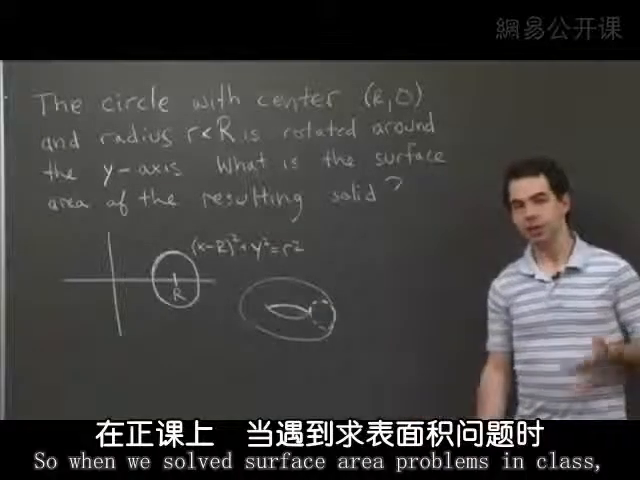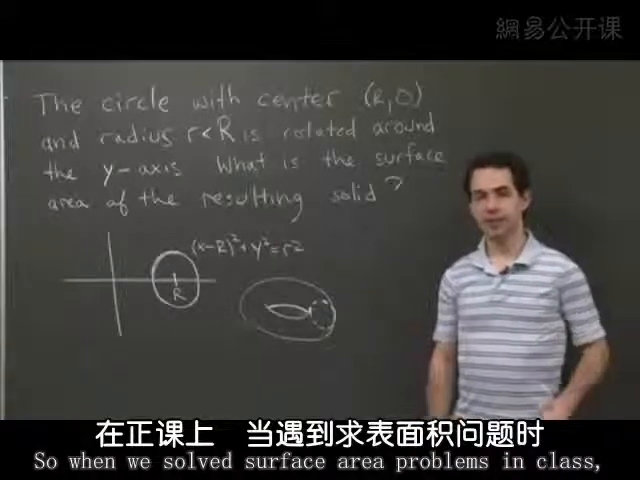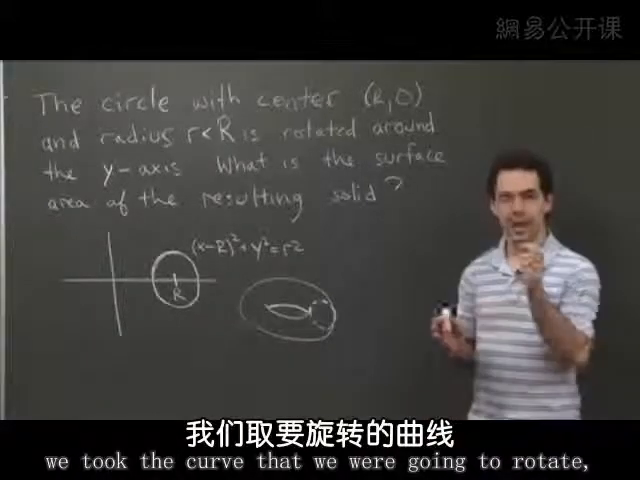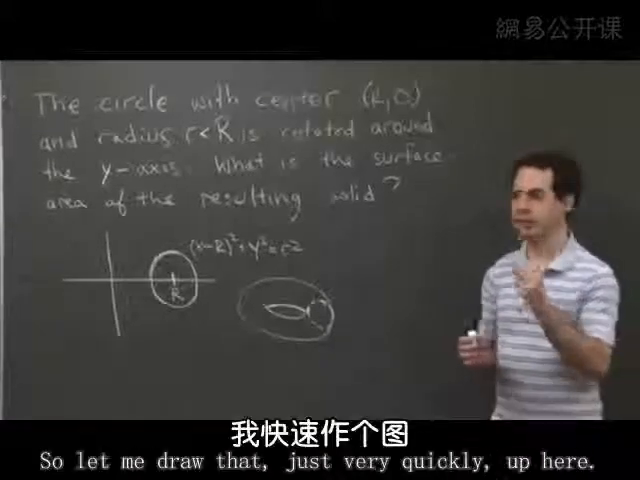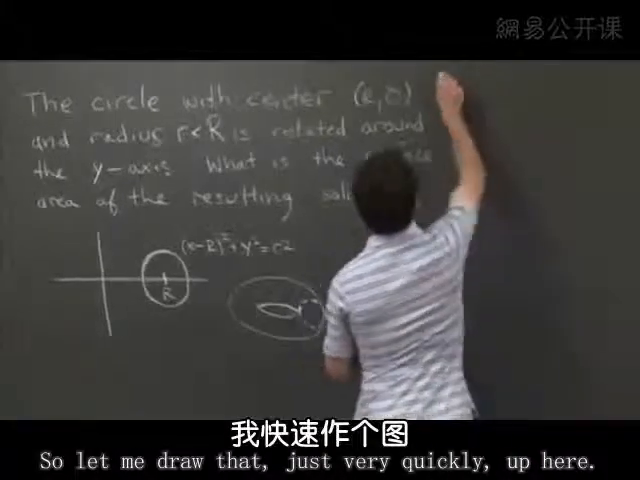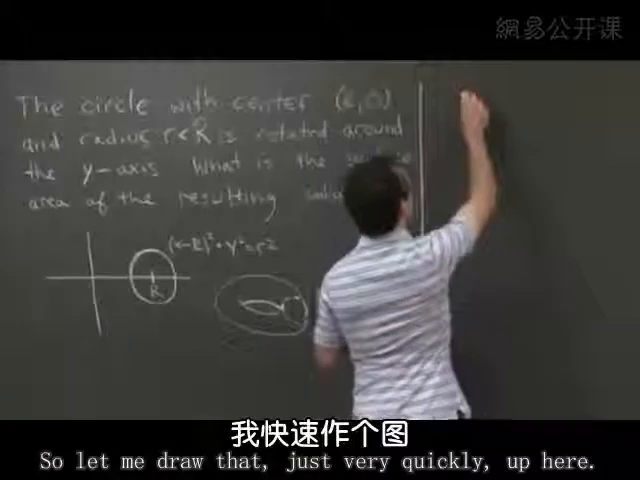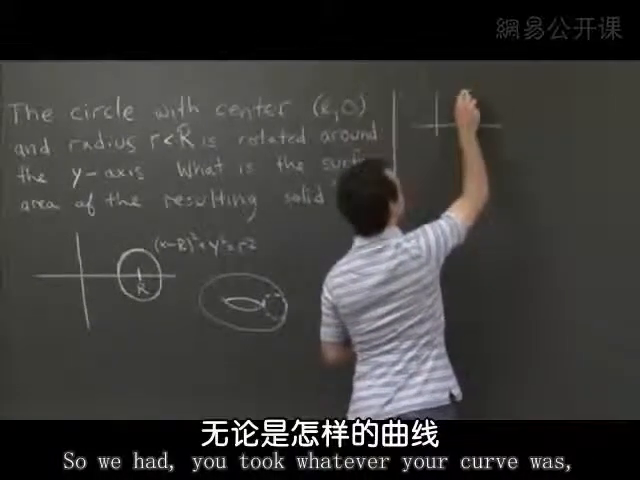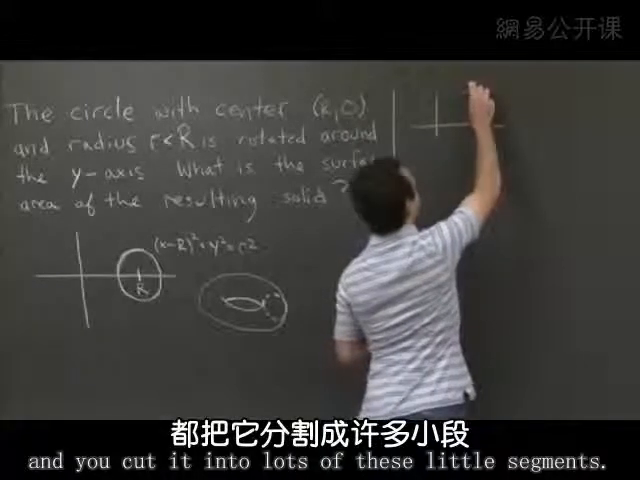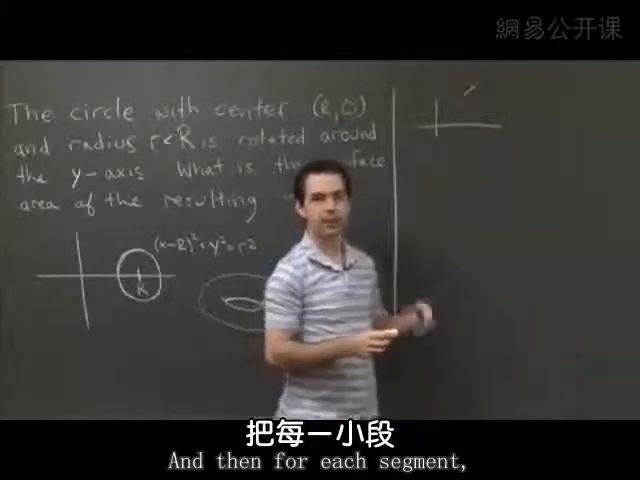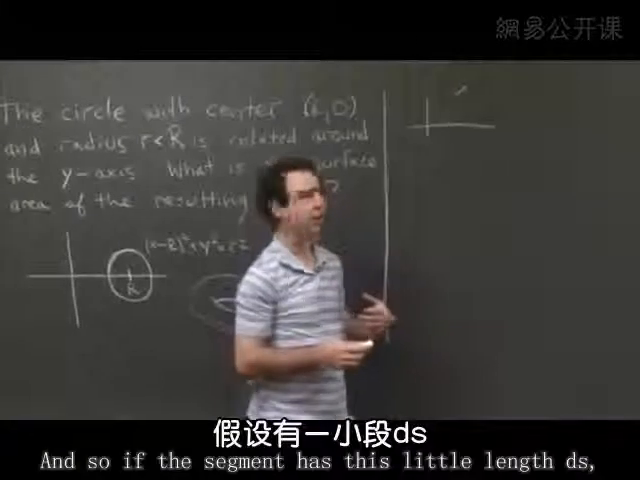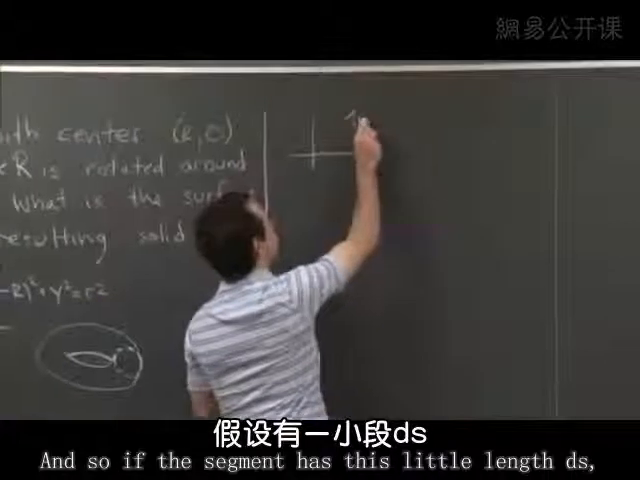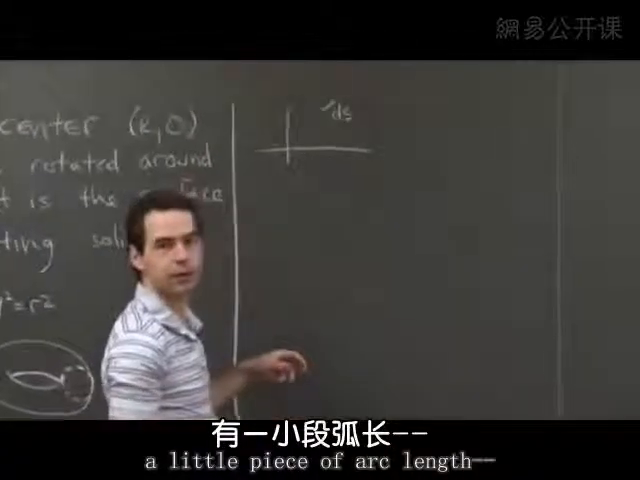So when we solved surface area problems in class, we took the curve that we were going to rotate, and we cut it into lots of little pieces with length ds. So let me draw that just very quickly up here. So you took whatever your curve was, and you cut it into lots of these little segments. And then for each segment, you rotated it around an axis. And so the segment has this little length ds, a little piece of arc length.